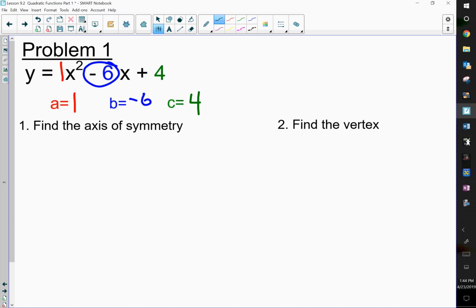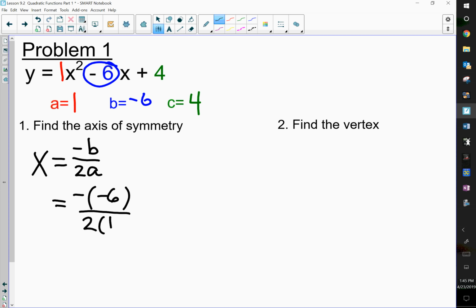To find the axis of symmetry, you're going to find x equal to −b over 2 times a. So all you have to do is put the value of b in place of the letter b and the value of a in place of the letter a. But you have to be careful because negative b, anytime you replace a letter with a number, you put it in parentheses. The value of b is negative 6 over 2 times a. The value of a is 1.